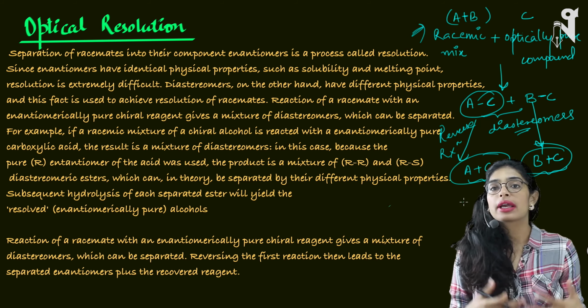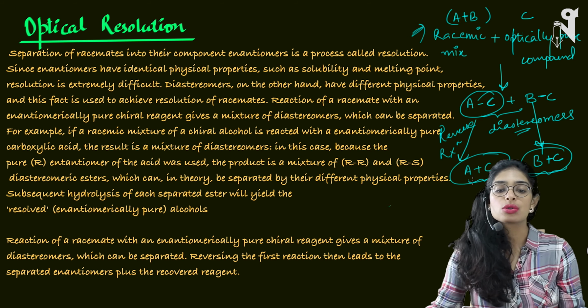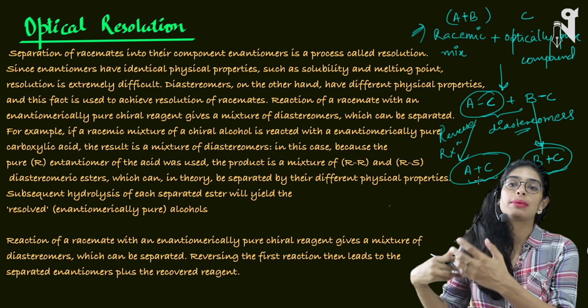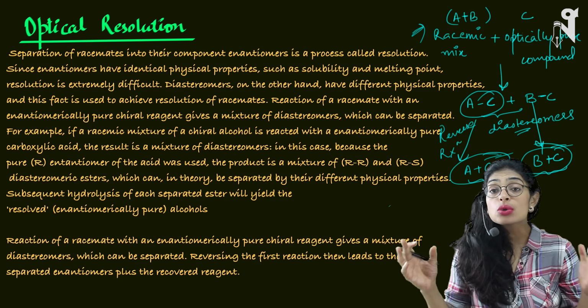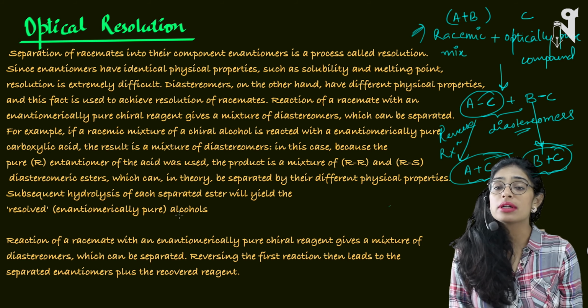Now I can use again the distillation or other physical methods to separate A and C, and B and C, from each other. So this whole process is called optical resolution.